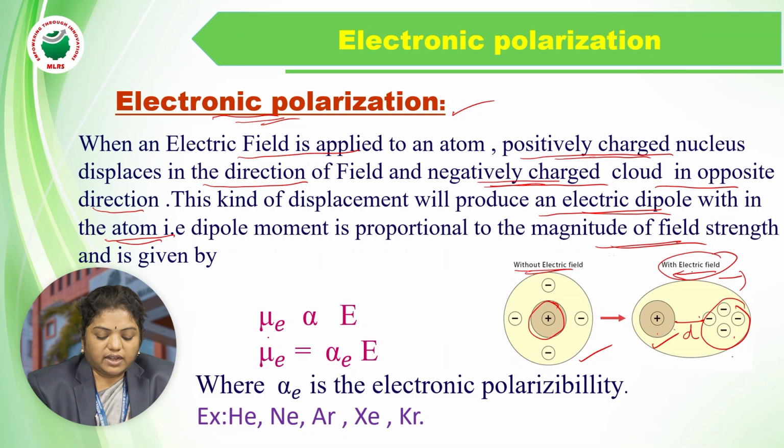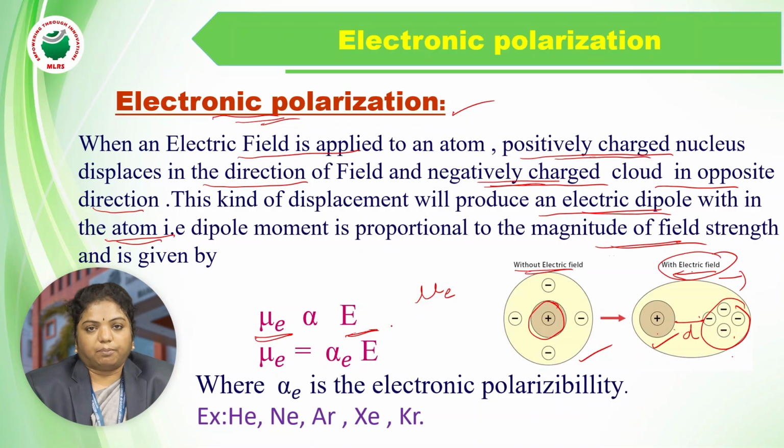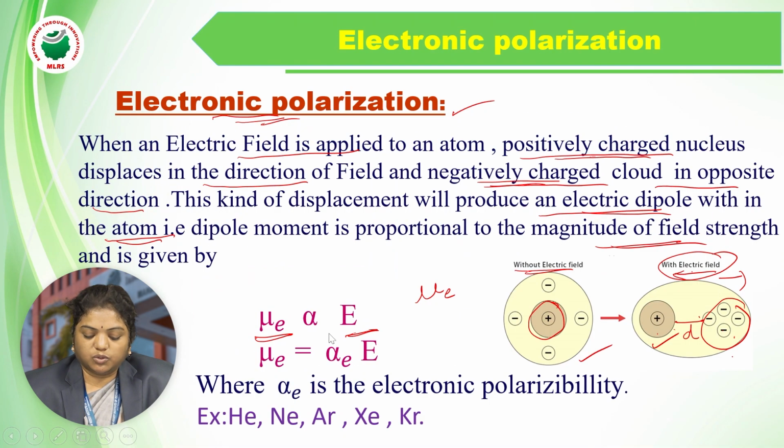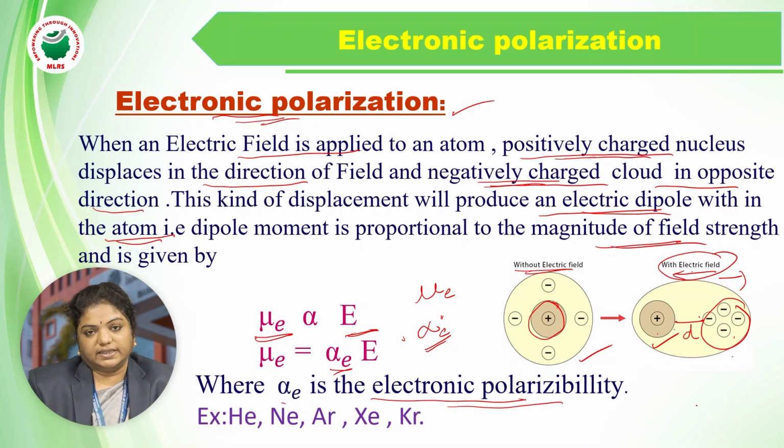The dipole moment of electronic polarization is taken with the symbol mu e. Mu e is directly proportional to the applied electric field. Removing the proportionality sign, we take a constant alpha e, which is called the electronic polarizability.